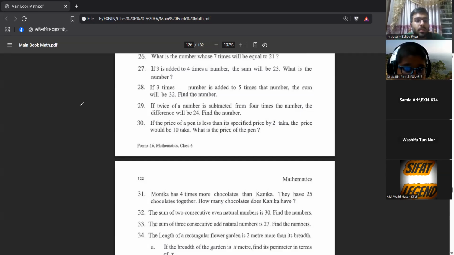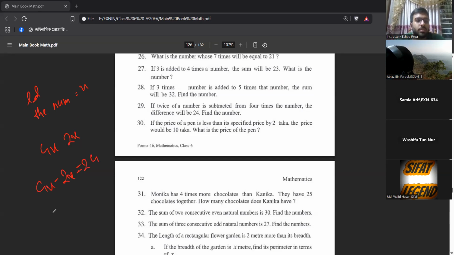Let the number be x. So 4 times that number will be 4x. And 2 times another number will be 2x. So according to the question, 4x minus 2x equals 24. Or 2x equals 24. Or 2x divided by 2 equals 24 divided by 2, dividing both sides by 2. Or x equals 12.